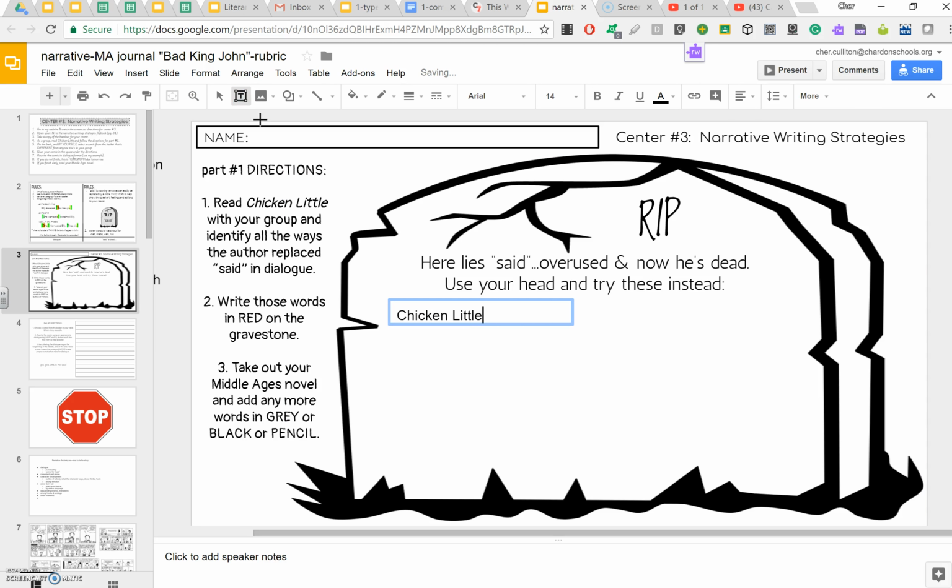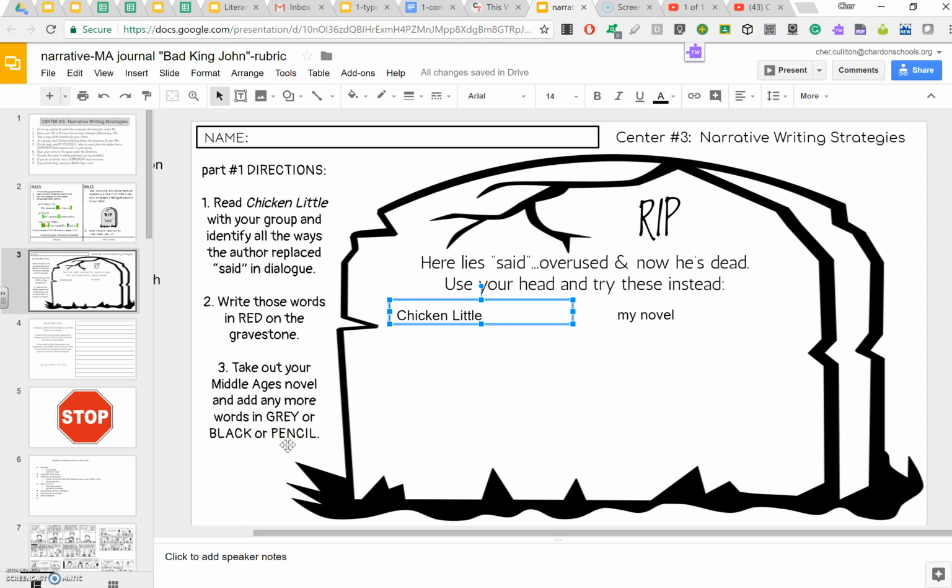And then over here, after you read Chicken Little and jot down any of the words that you find in place of said, you're going to look at your Middle Ages novel, flip through and look for quotation marks. In place of said, what are some different words that the author used? The words that you find from Chicken Little, you're going to do in red. And any words that you add, you're going to add in gray or black or in pencil.